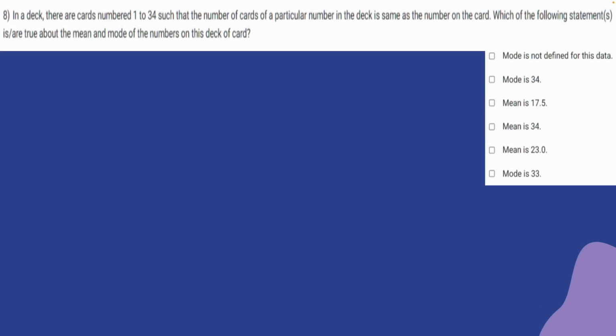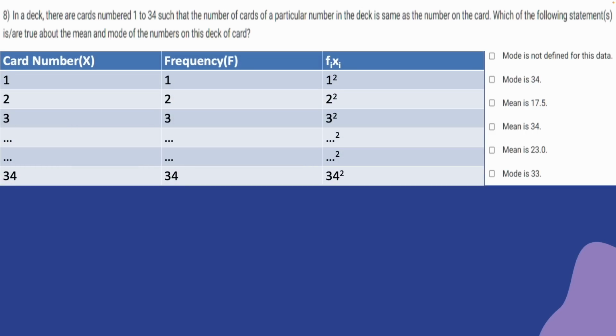Okay, so in a deck there are cards numbered from 1 to 34 such that the number of cards of a particular number in the deck is the same as the number on the card. That means card number 1's frequency will be 1 and card number 34's frequency will be 34. Okay, so we will make this table where card number represents x, frequency represents f, and fx is 1 square, 2 square, 3 square. I mean using the data, right?